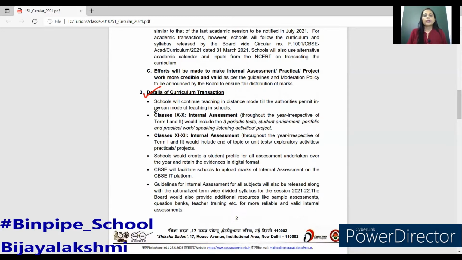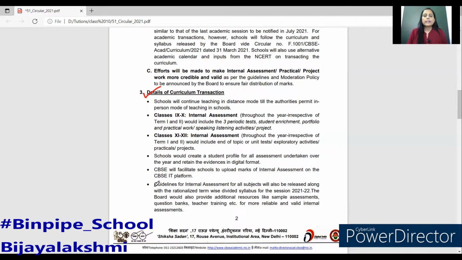Similarly, schools will be creating a student profile for all assessment records, and every record will be retained in that digital format. That is what it is telling. And the school will also be uploading the internal assessment marks on the IT platforms.